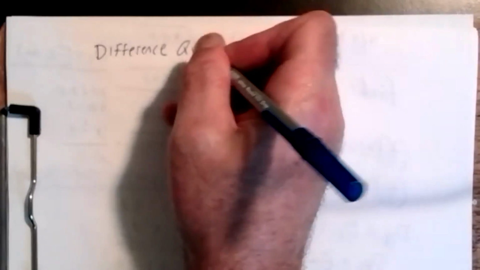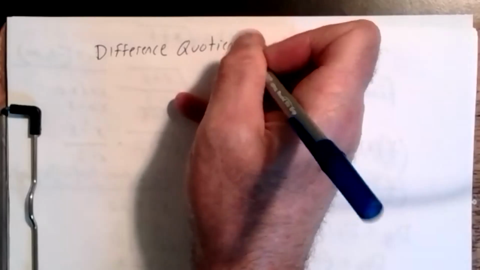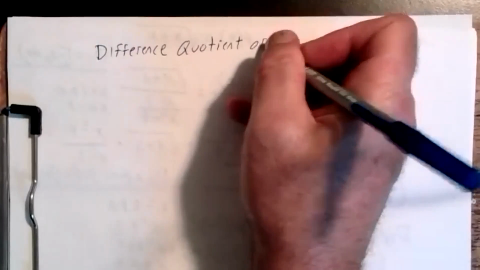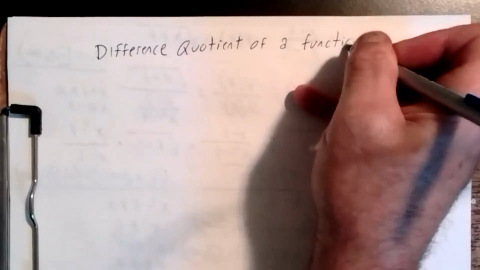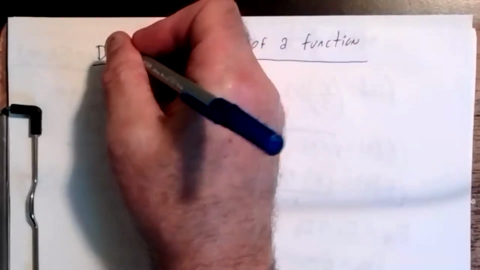Well, you're not gonna go far in calculus 1 without running into this construct here. This is called the difference quotient. It's different than the difference function. This is called the difference quotient of a function. And this is going to become of paramount importance when you start easing into something called the derivative of a function in your first semester of calculus.